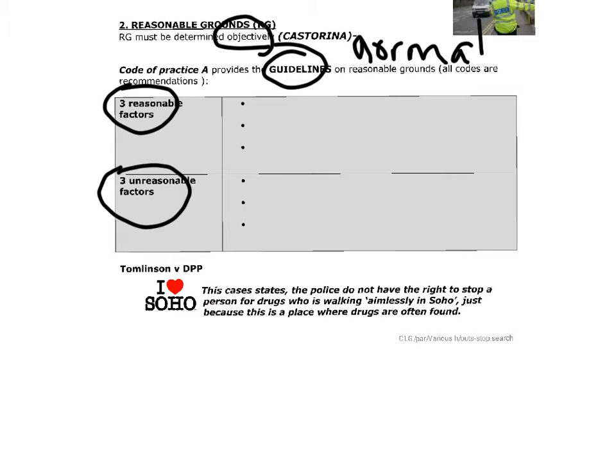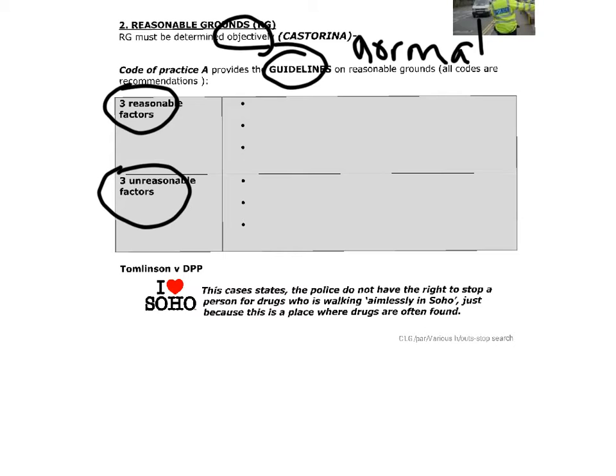Unreasonable factors, so 3 things that are not enough to stop and search. One of the bigger ones is the fact that you are already well known to the police. So just because you might have been stopped and searched before, or you might have been convicted of a crime before, that doesn't give them an automatic right to stop and search you again. That's unfair. Okay, so just because you're known to the police isn't a good enough reason for them to stop you.